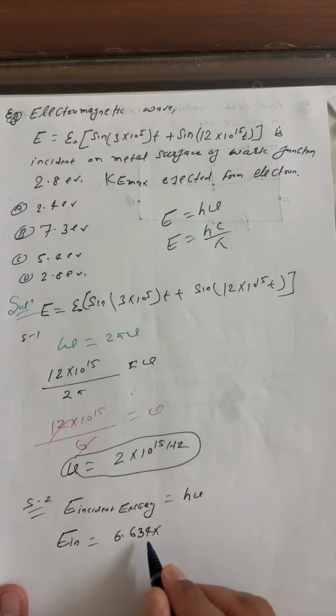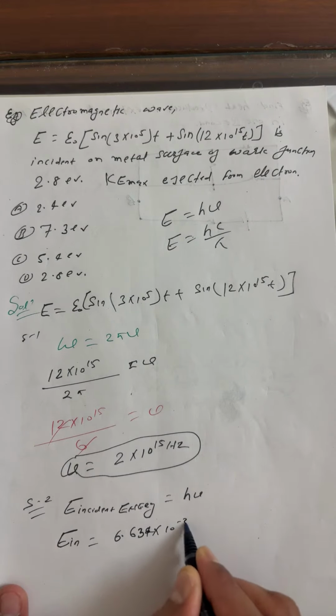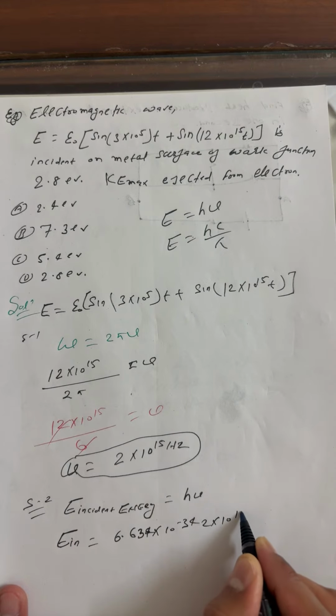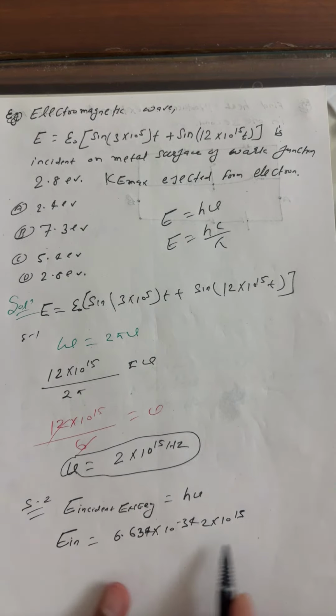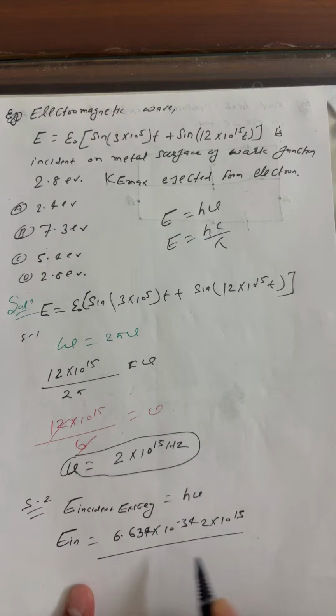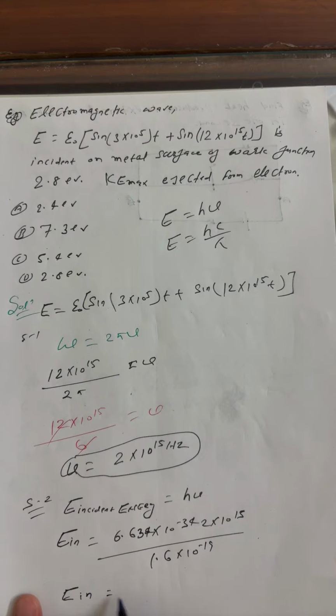6.63 into 10 to the power minus 34, and what is mu? 2 into 10 to the power 15. Beta, it's in joule here. I can say this entire term is in joule. We can convert the answer into electron volt, so we divide by 1.6 into 10 to the power minus 19. Finally, we will get the incident energy. How much? Just go through the solution further.